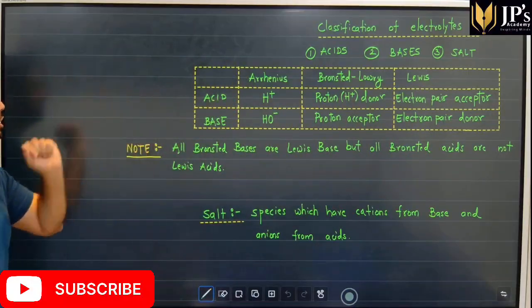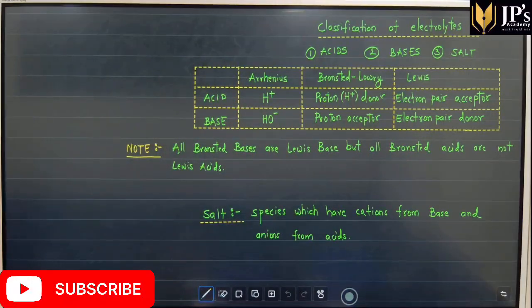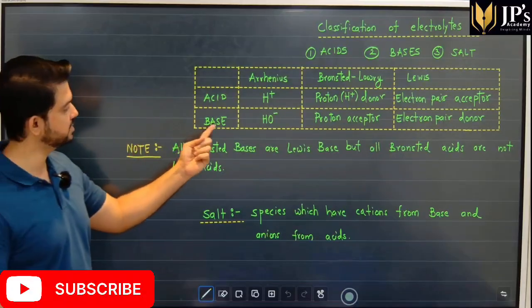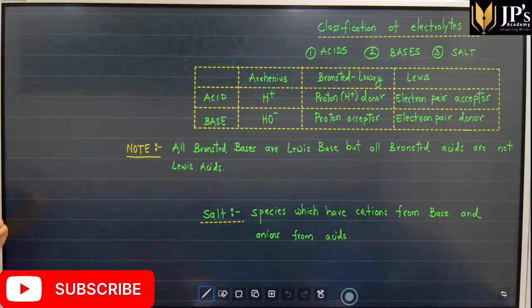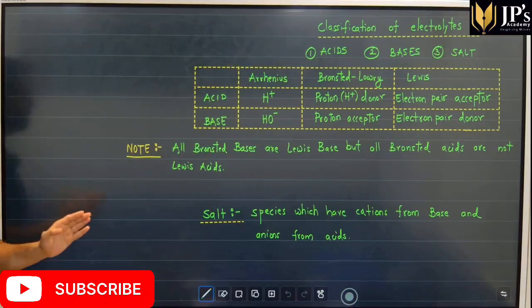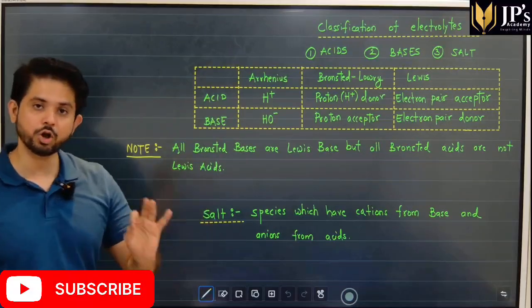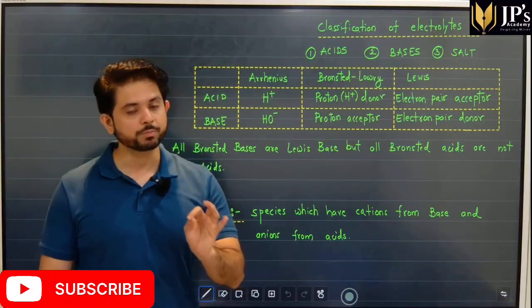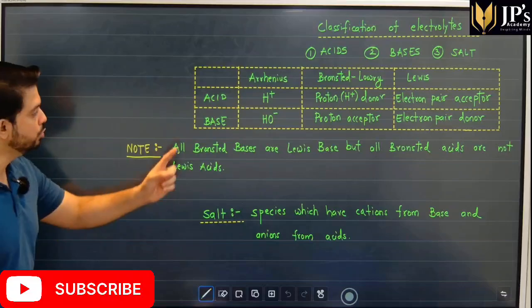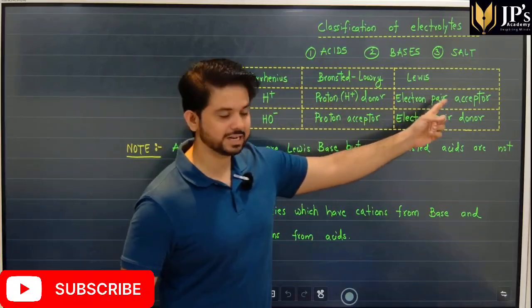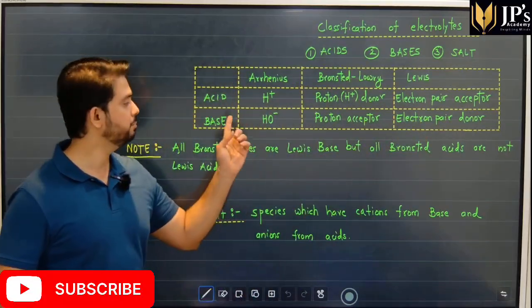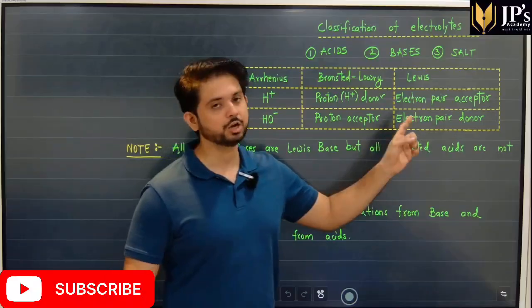What is an acid according to Arrhenius? An acid is something which gives H plus in its solution. Base will give OH minus. What is Bronsted and Lowry acid? Acids are proton donors and bases are proton acceptors. According to Lewis, what is an acid? An acid is an electron pair acceptor and a base is an electron pair donor.